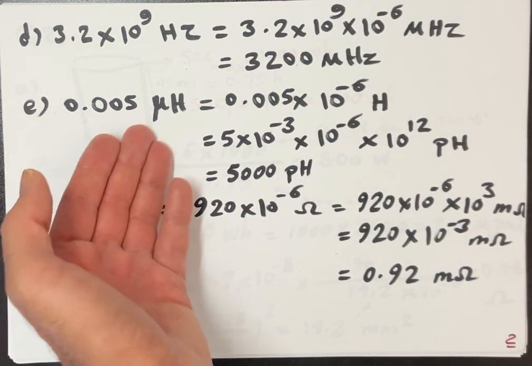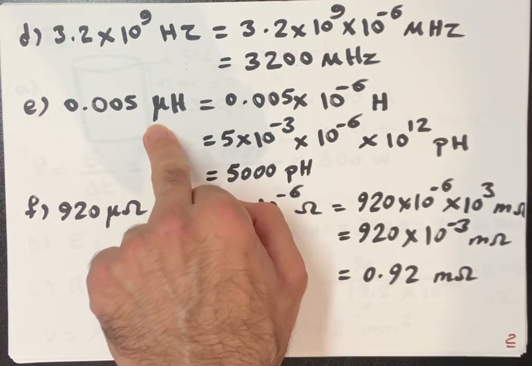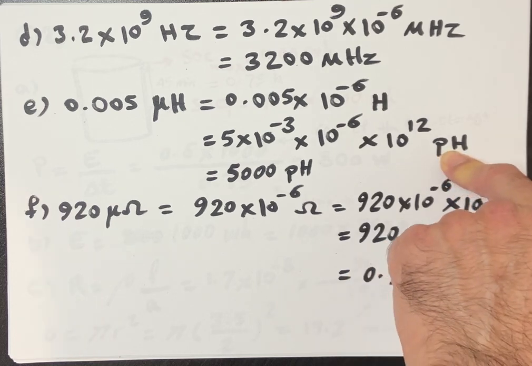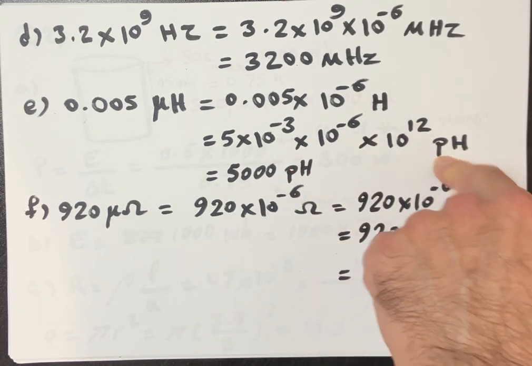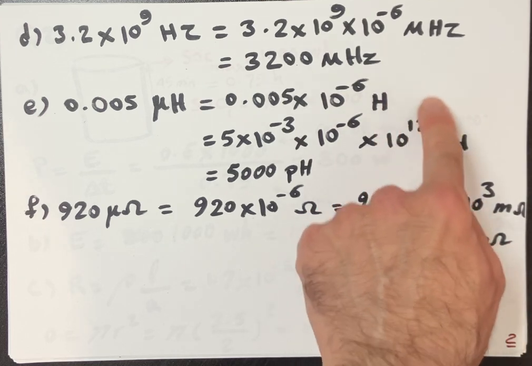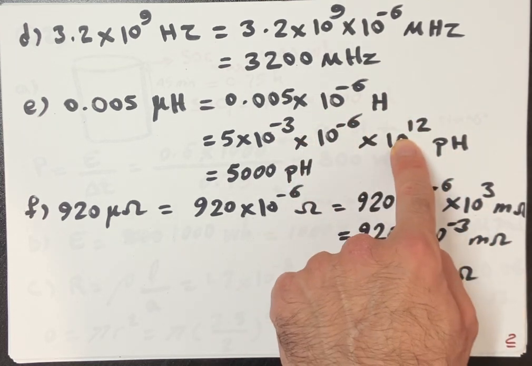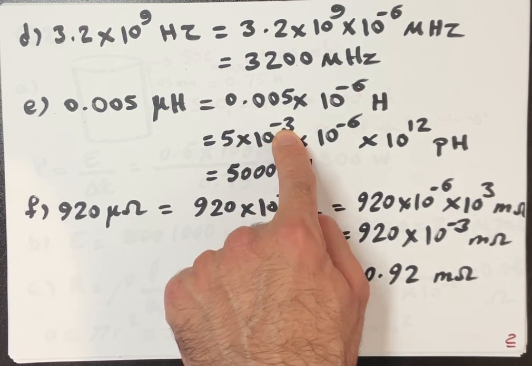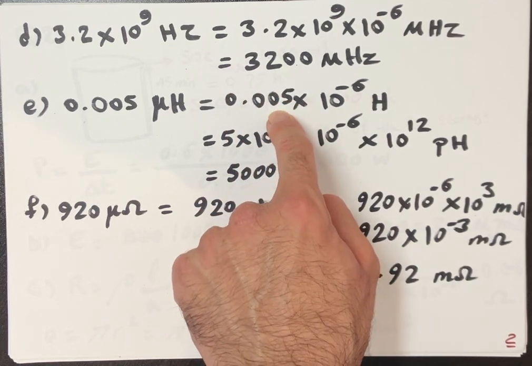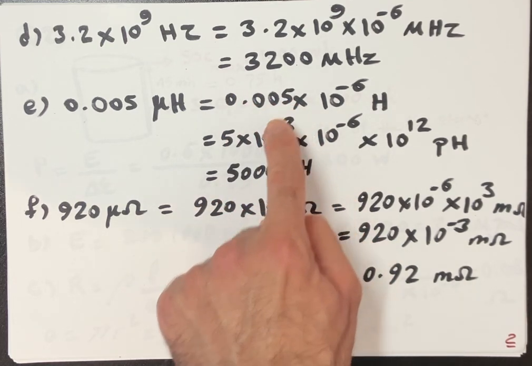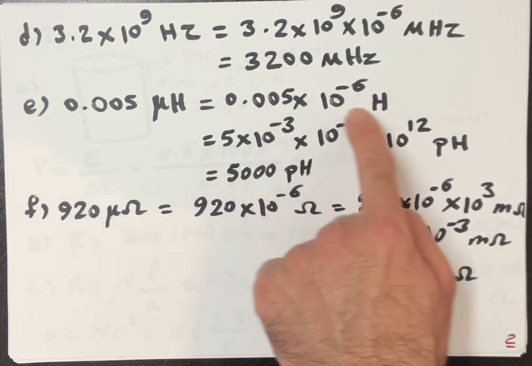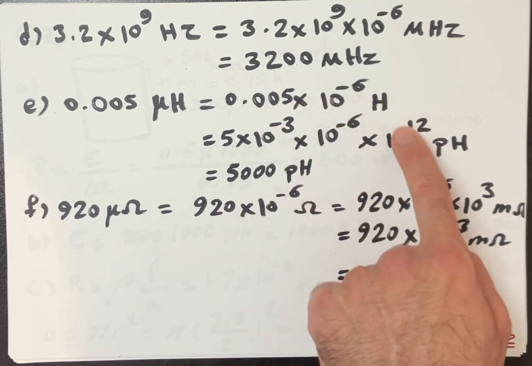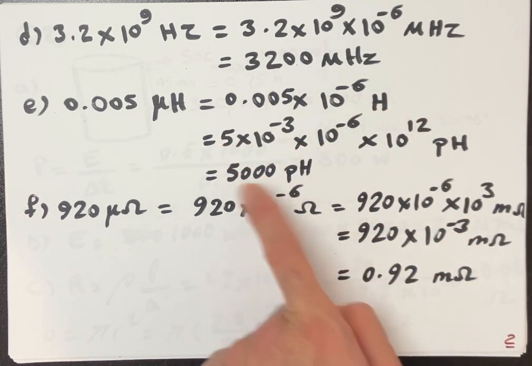E, 0.005 microhenry. This is going to be replaced by 10 to the power negative 6. And then the question is how much picohenry? So pico is 10 to the power negative 12. You need to deliberately multiply by the inverse, which is 10 to the power 12. And then you simplify. I even change this 0.005 to 5 times 10 to the power negative 3. It's like you're dividing 5 by 1,000. You can look at this part and simplify this one. You see that is going to be 10 to the power plus 3. So 10 to the power plus 3 times 5 is 5,000.